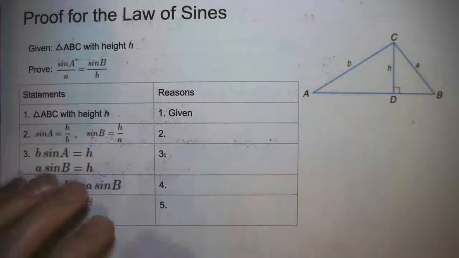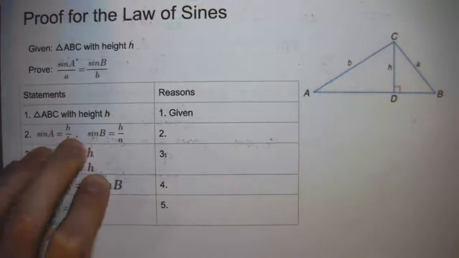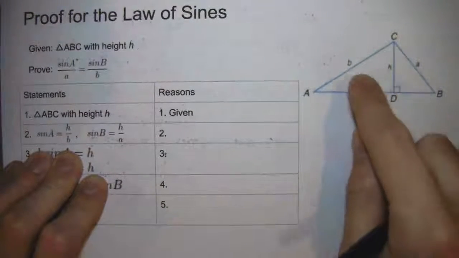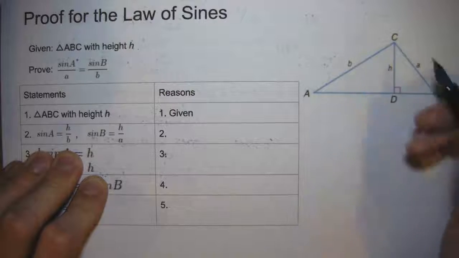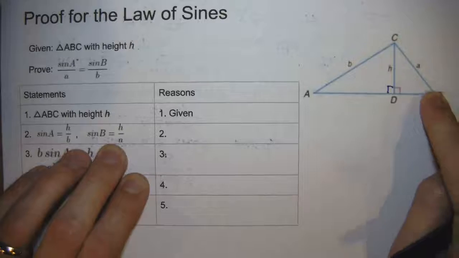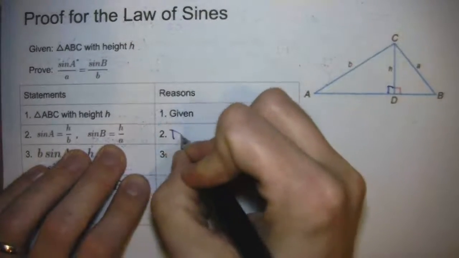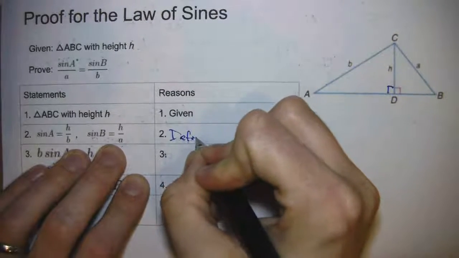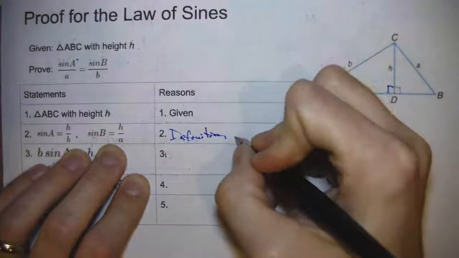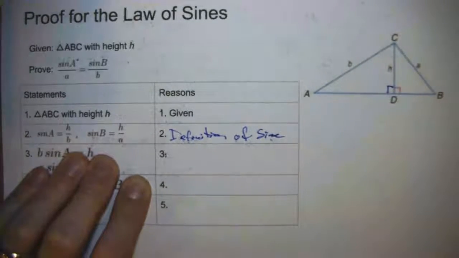Let's take a look. First thing I'm going to do is my given statement. So in this case, I've got triangle ABC with height h, so there it is. The next thing I'm going to say is that the sine of angle A is equal to h over b. Notice that's a right triangle here. We can draw that in. And then we've also got the sine of B equaling h over a. And the reason that we can give for that is simply the definition of sine. That's what sine is. It allows us to say that.